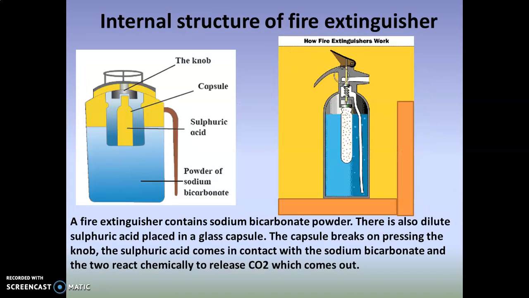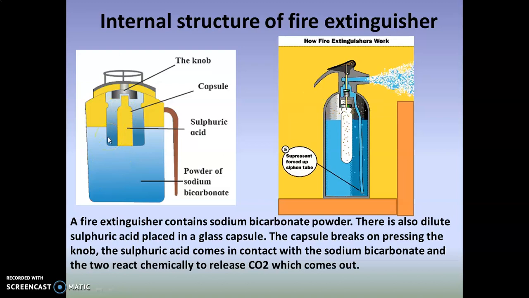Now coming to the internal structure of fire extinguisher. A fire extinguisher contains sodium carbonate powder. There is also a dilute sulfuric acid placed in a glass capsule. Okay, so you can see that this is a capsule in which dilute sulfuric acid is kept and a powder of sodium bicarbonate is kept here.